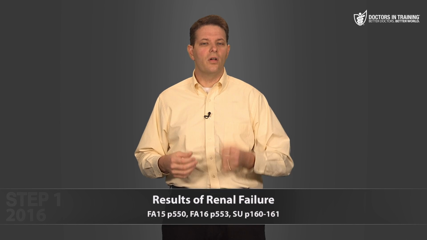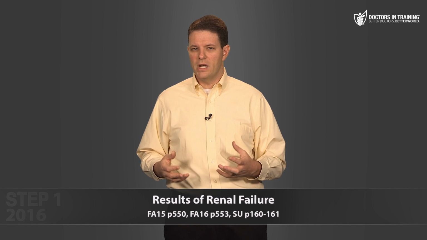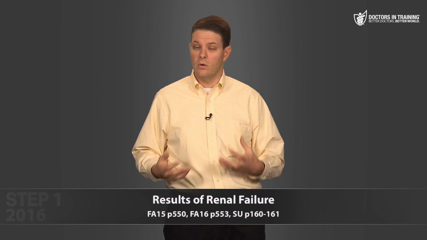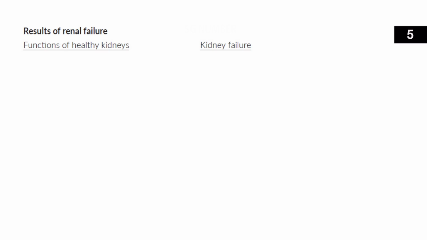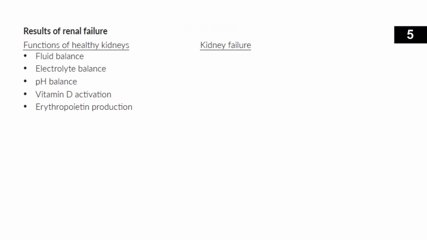Let's talk about the results of renal failure. So what happens to a patient when the kidneys start shutting down? Well, first think about what healthy kidneys do. They handle fluid balance, electrolyte balance, they keep the pH balanced, they activate vitamin D, which influences calcium absorption in the GI tract. They produce erythropoietin, which is a hormone that stimulates red cell production in the bone marrow. And the kidneys excrete urea, which is a nitrogen-containing waste product from protein and amino acid metabolism.